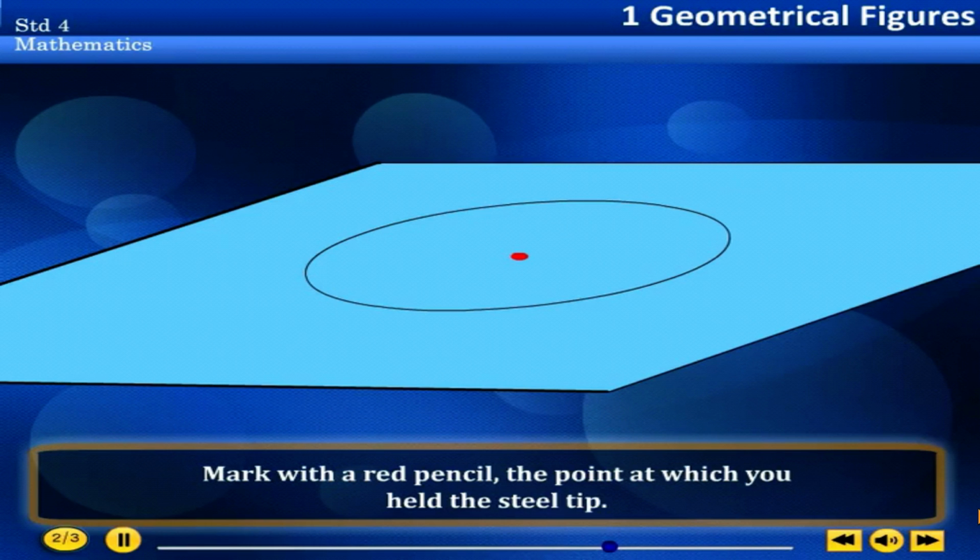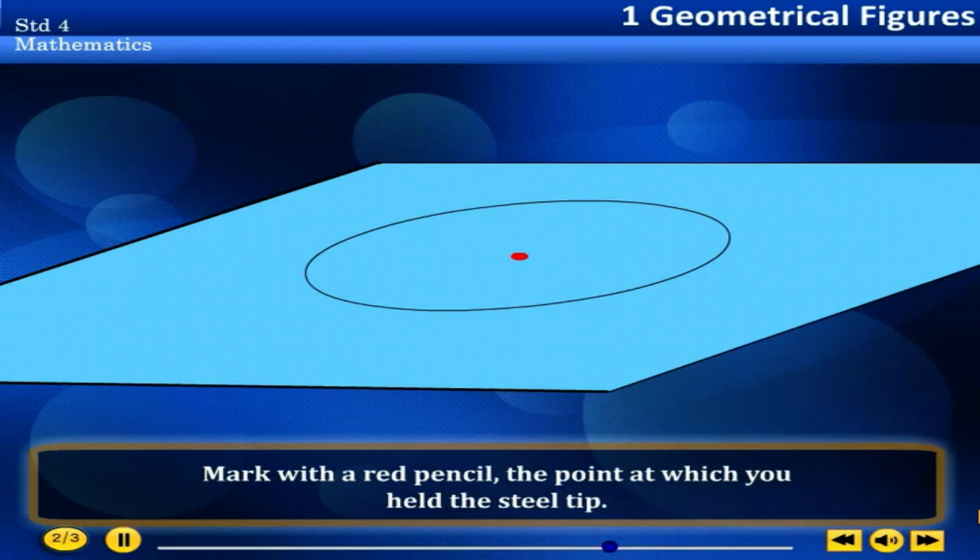Geometrical figures, vertex and side. Rectangle. A rectangle has 4 edges, that is, 4 sides. The point where 2 sides meet is called a vertex. In the figure alongside, A, B, C and D are the vertices.